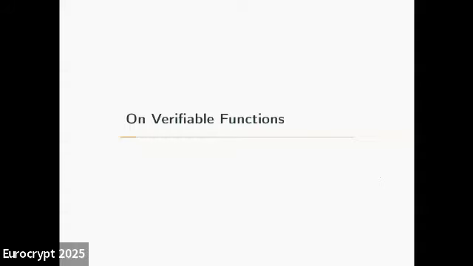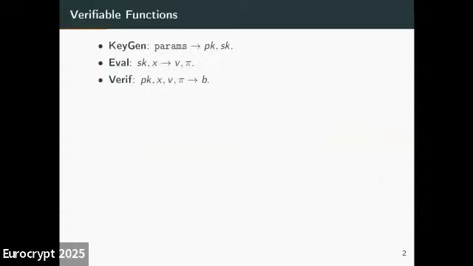Okay, so first a quick introduction on verifiable functions. The algorithmic description is pretty simple. You have three algorithms. The first one takes a set of parameters and outputs a public key and a secret key. Then you have an evaluation algorithm that takes a secret key and some input and provides an output and a proof. And finally, we have a verification that takes the public key, the proof, the output, and the input, and checks whether this is valid or not.